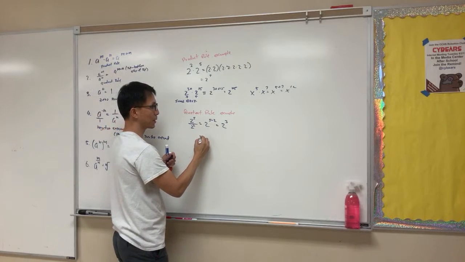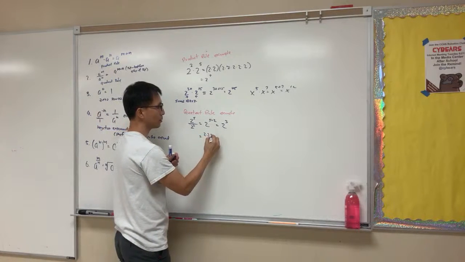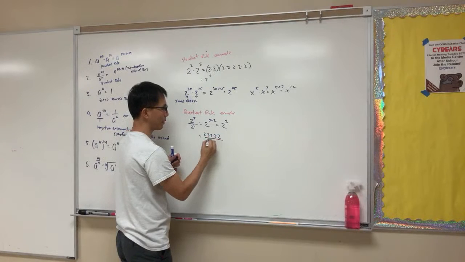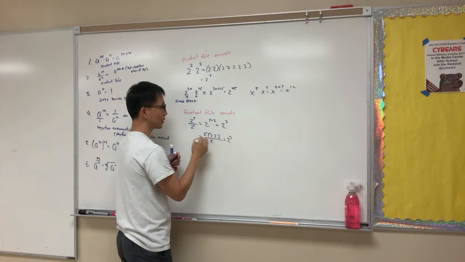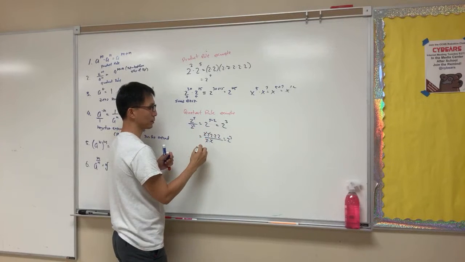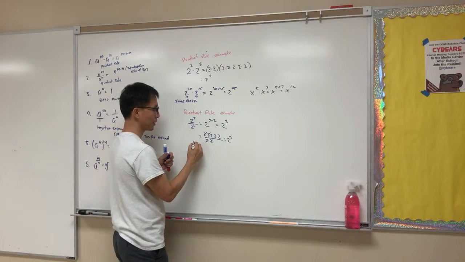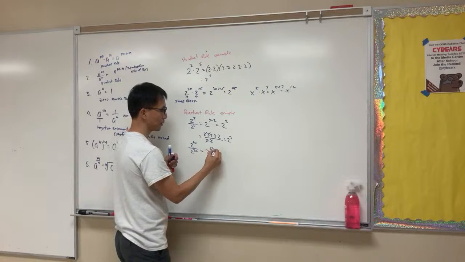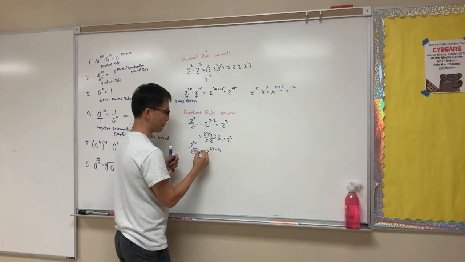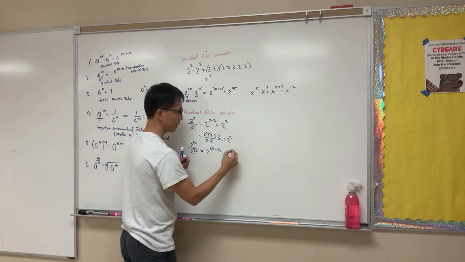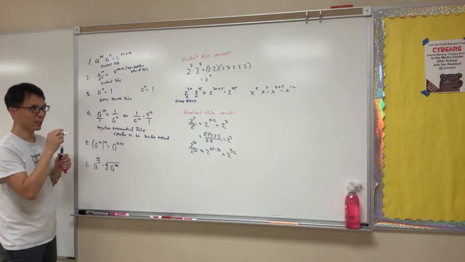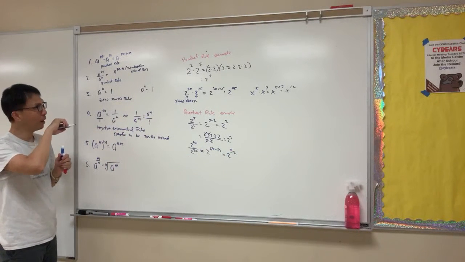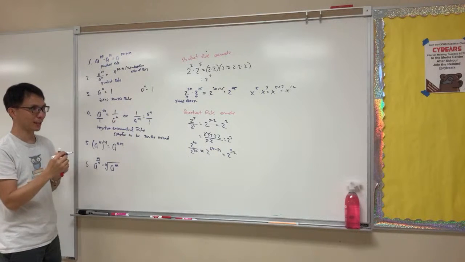But some people prefer to do it this way, which takes too long. If you really want to write it out like this, it's 2 to the 3rd, but this is not a good way. This is an efficient way. Imagine if you have 2 to the 64 over 2 to the 32. That's 2 to the 64 minus 32, which is equal to 2 to the 32. So top minus bottom, and stay at the top.